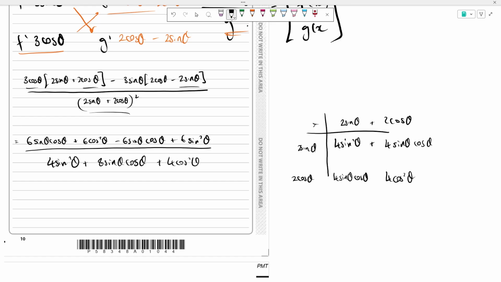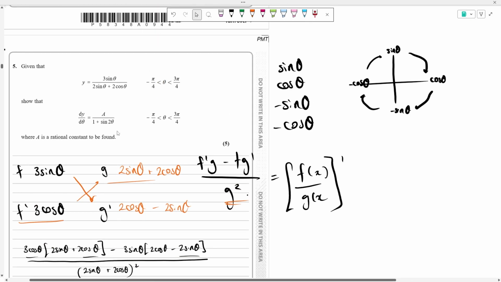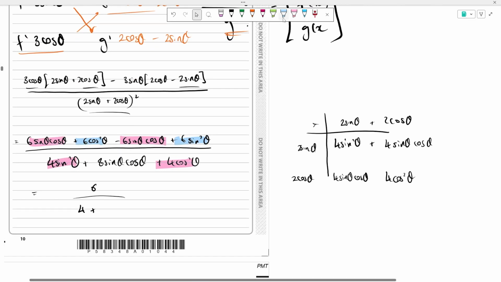Okay, let's start to simplify this. You can see that these two end up cancelling out. On the numerator we have the following: 6 sine squared theta plus 6 cos squared theta. Well, that's an identity, so that's just going to be 6. On the denominator we also have the same thing here: 4 sine squared theta plus 4 cos squared theta. That gives you 4.